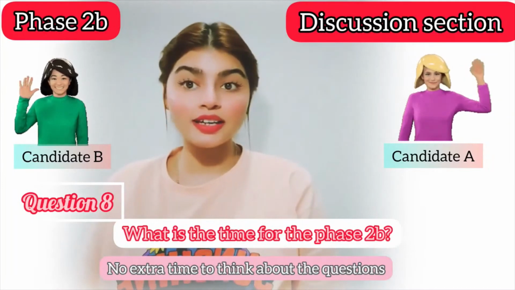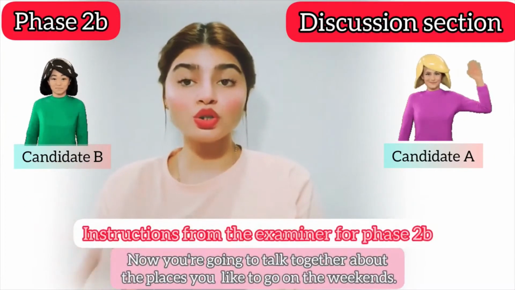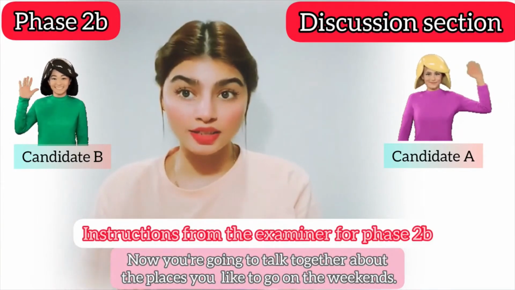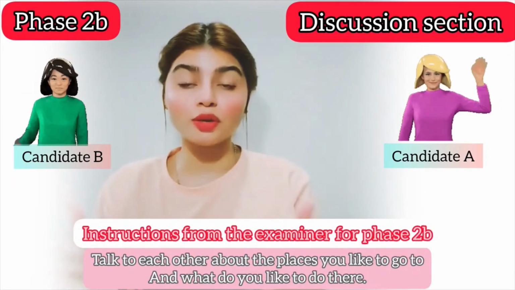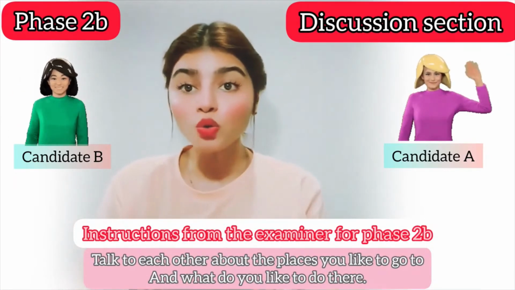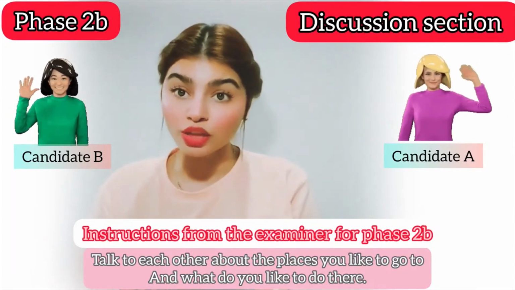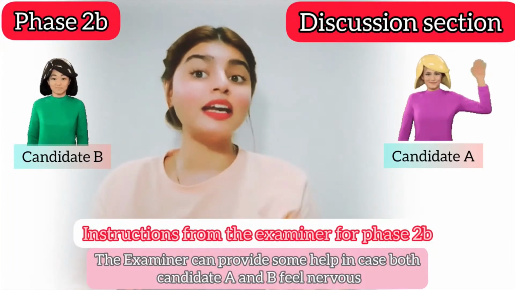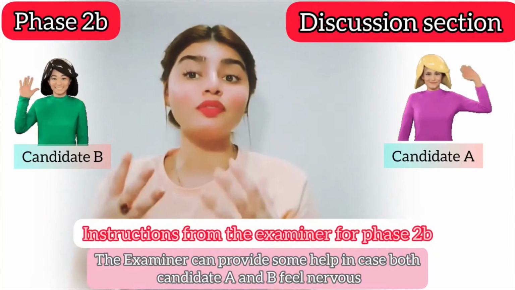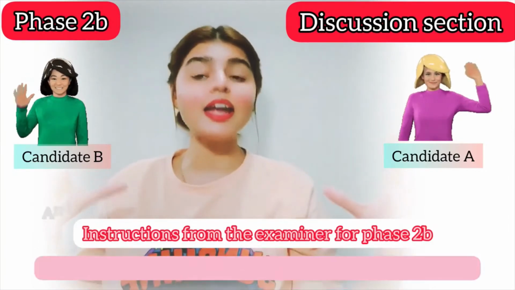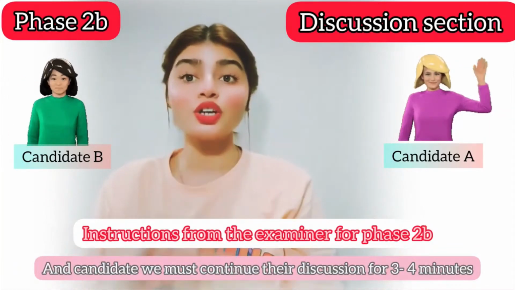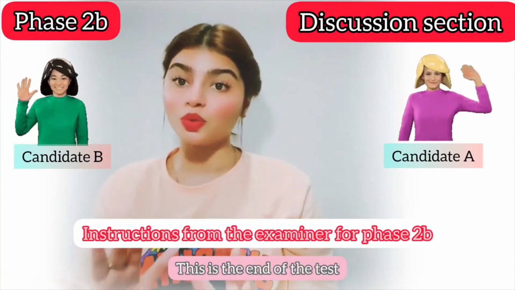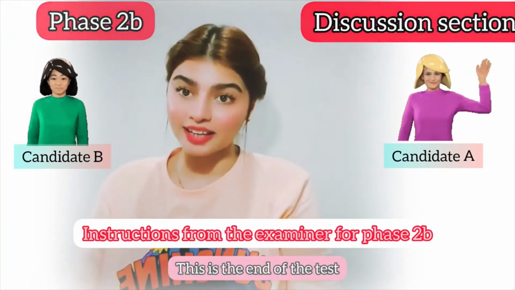And the examiner says, now you're going to talk together about the places you like to go on the weekends. Talk to each other about the places you like to go to and what do you like to do there. The examiner can provide some help in case candidate A and candidate B both feel very nervous. Candidate A and candidate B must continue their discussion for 3 minutes. After 3 minutes, the examiner will say, this is the end of the test.